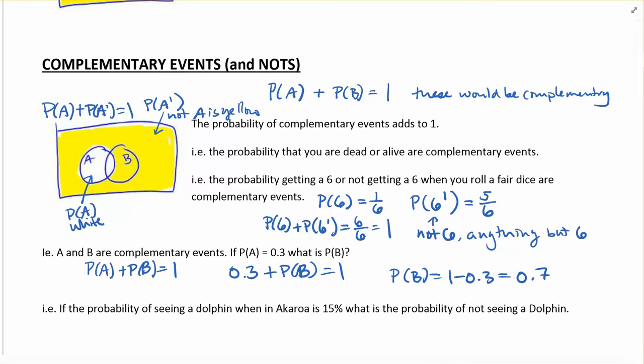And this can be handy for us because sometimes it's a lot easier to calculate the probability of something not happening, like the probability of the complement, than it is to calculate the probability that something does happen.